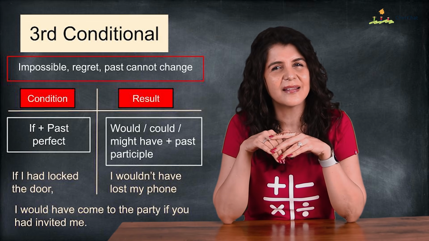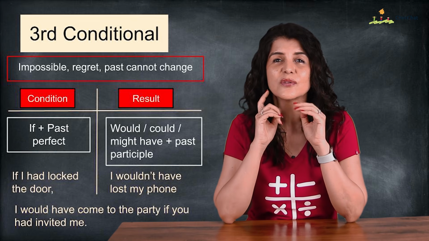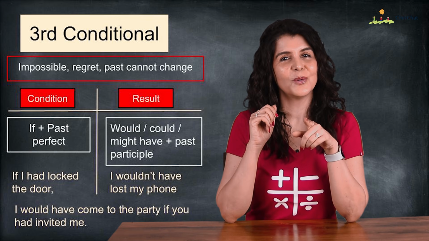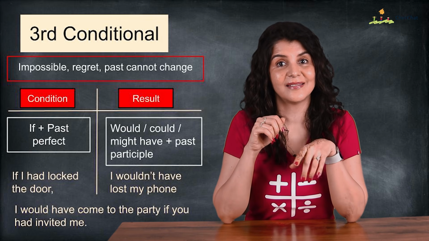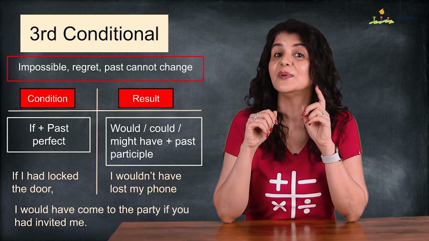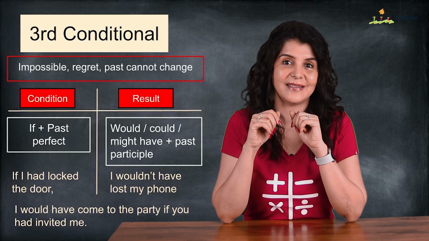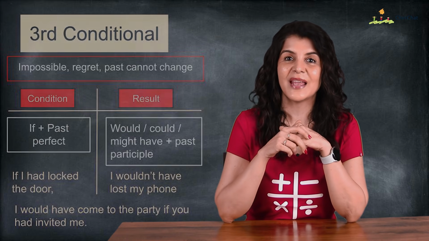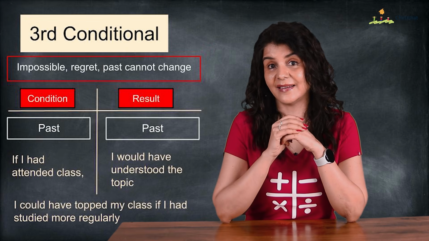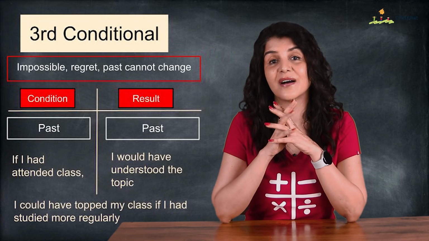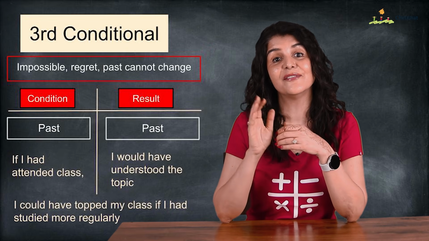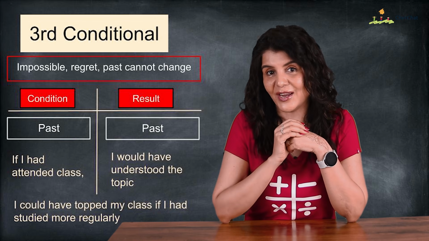But they are thinking that perhaps in the past, if their foot was not hurt, then they might have won the race. Notice I said might have instead of could have. And we also can use other modals here like should have, could have, must have, etc. If I had attended class, I would have understood the topic. I could have topped my class if I had studied regularly.